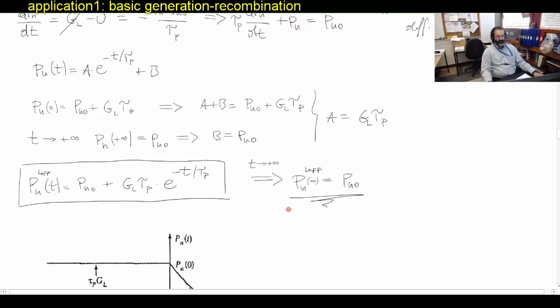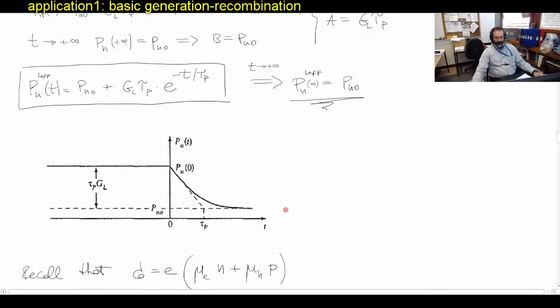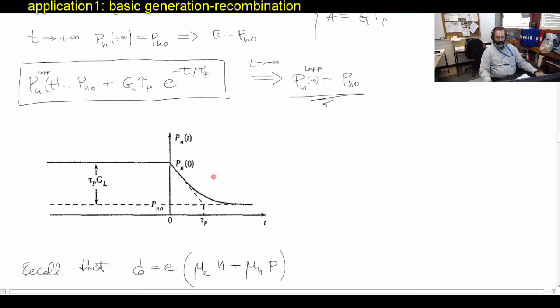Okay, that's quite nice. So we can see this now in a nice plot. That is this one here. It's in your book, actually, one of the references that I've mentioned. So when the light is on, so on this side the light is on, we can see that the density of minority carriers, Pn, is increased because of the generation due to GL, and the amount is tau P GL. Tau P, remember, is the recombination time for the semiconductor, the lifetime of the minority carrier, sorry.